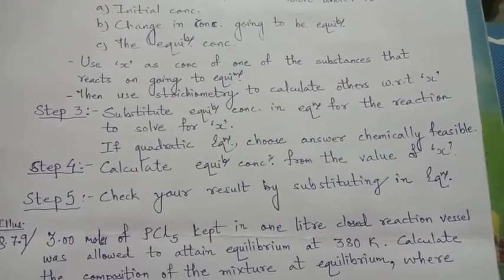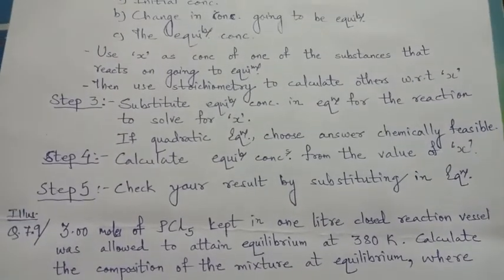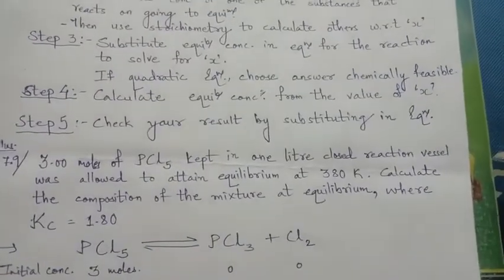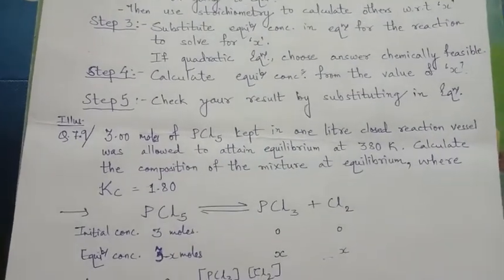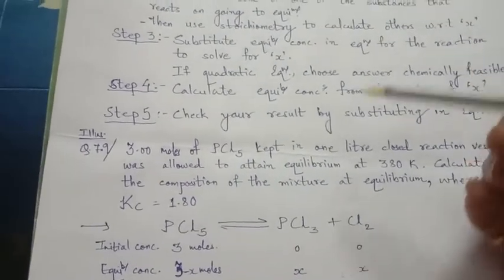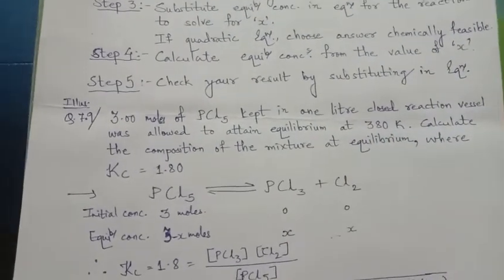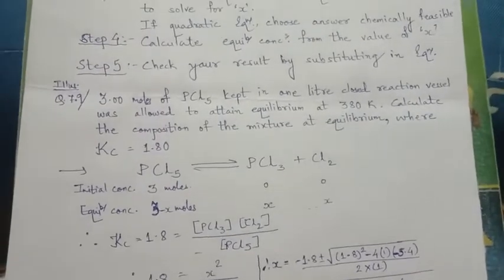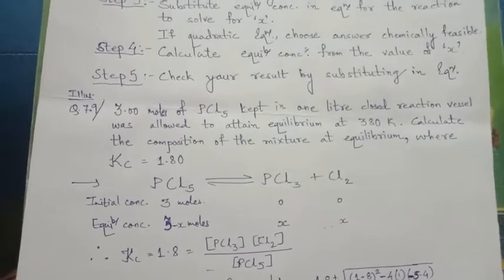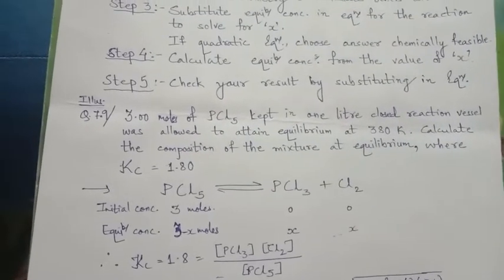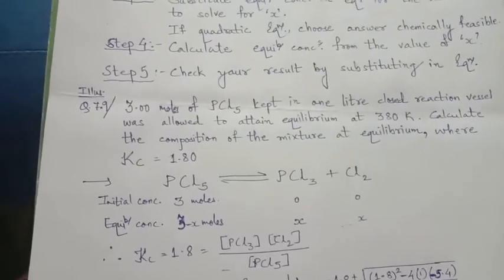The fourth step is to calculate the equilibrium concentration from the value of X. And the fifth is to check your result by substituting the values in the equation. So these are the five steps which help us to calculate equilibrium concentrations. And on the basis of these steps, let us go through the solved illustration 7.9.